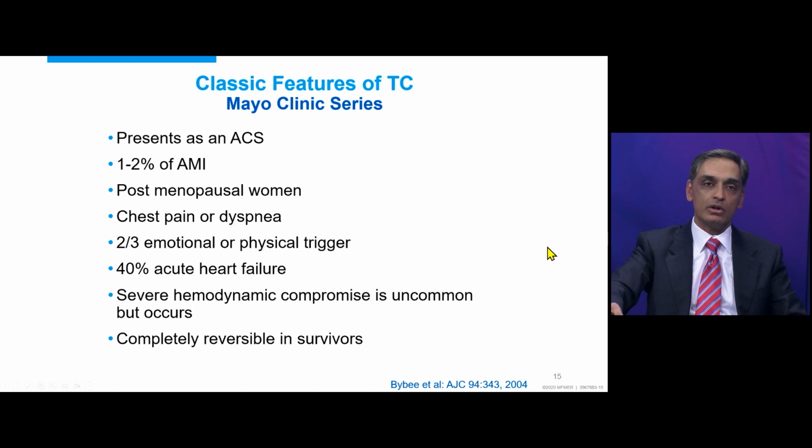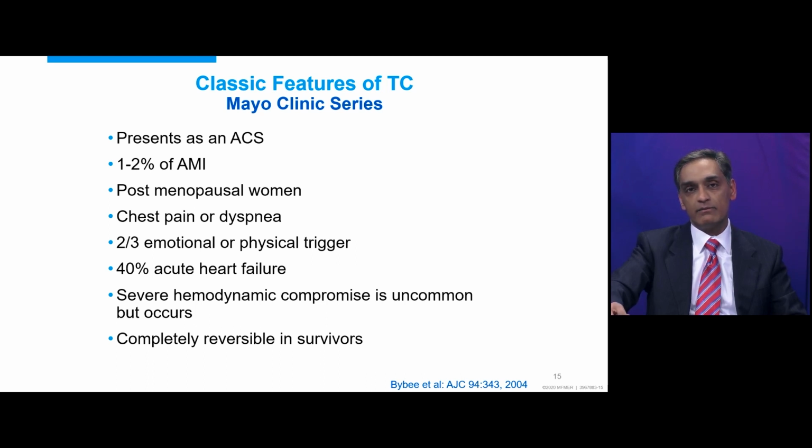So when we looked at all our initial series from our registry, we came across these few findings that I think cannot be argued against. This condition is almost a mimic, if not a typical, acute myocardial infarction presentation in most patients. It accounts for 1 to 2% of all acute myocardial infarctions. No matter which registry across the world, the findings have always been the same. Typically seen in postmenopausal women, but can occur in men.